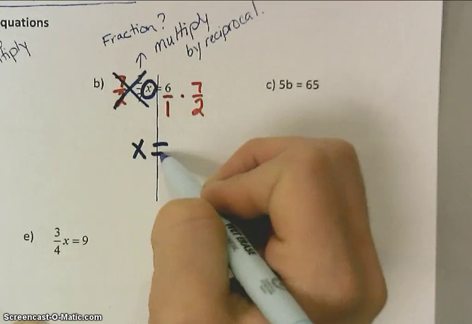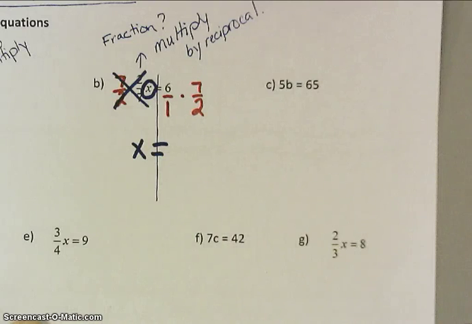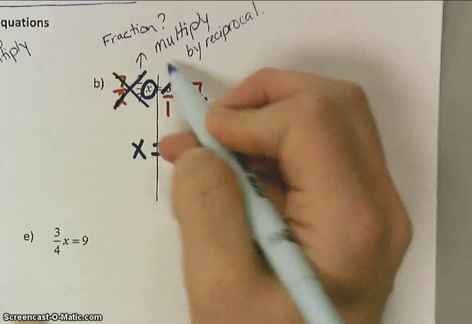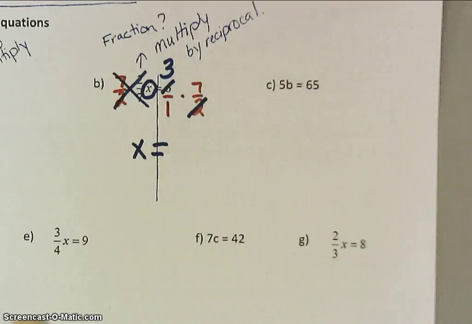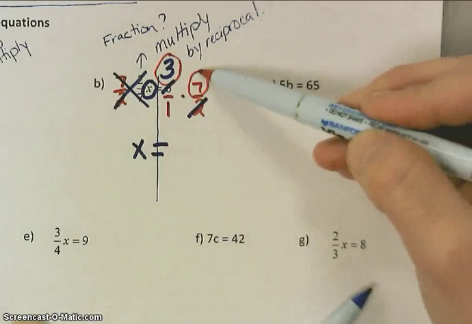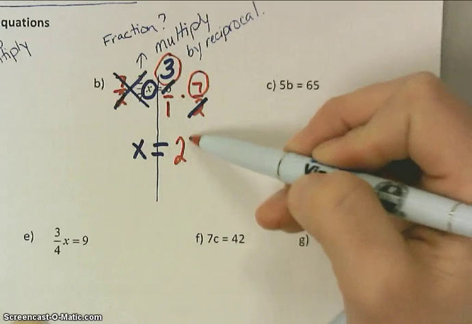So x equals. Now we look over here and ask, what can I cross cancel? 2 goes into 6 3 times. So I have 3 left, and I have 7 left. So my answer is 21.